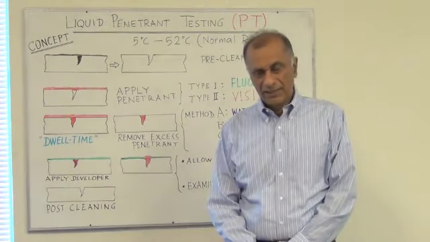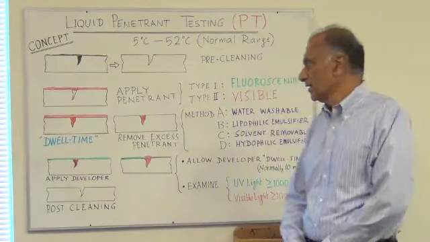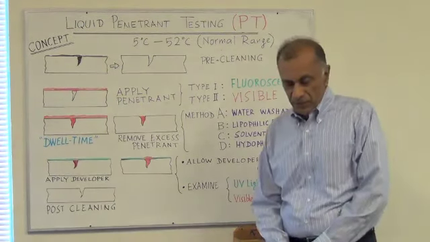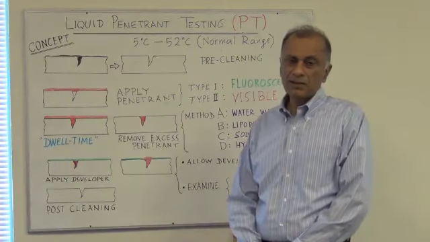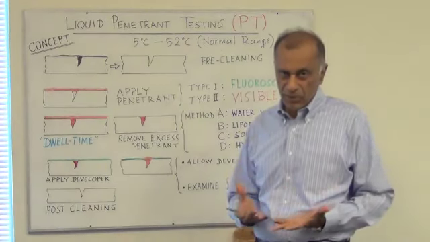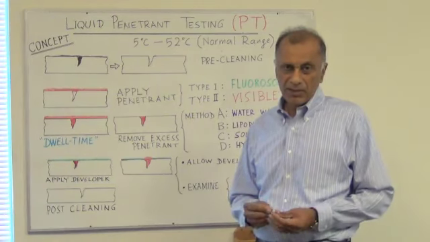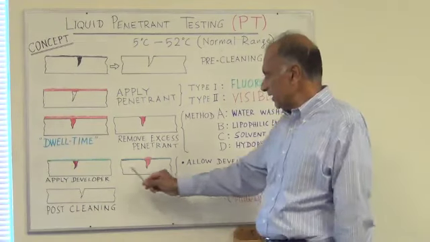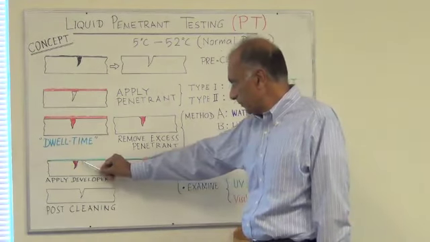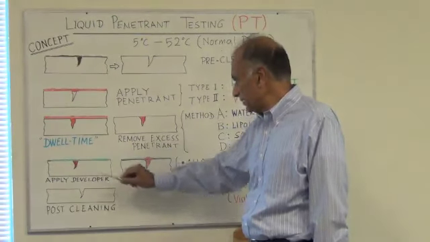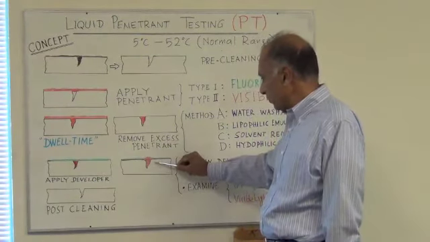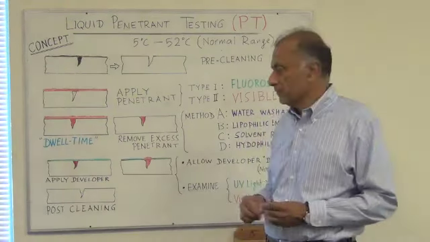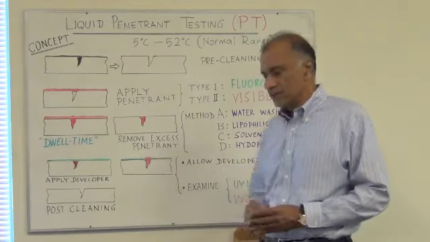Once the penetrant has been removed from the surface, a developer is applied. The purpose of the developer is to pull the penetrant out of the discontinuities with a process called reverse capillary action. Here we see the developer has been applied on the surface, and after a little while the penetrant is pulled out of the discontinuities and shows up on the surface.